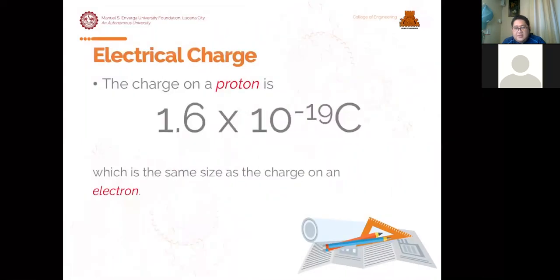Okay? And then si electric charge, may constant value si proton and si electron na 1.6 times 10 to the negative 19 C. Okay? So, same size lang silang dalawa and ito yung constant value niya. Okay? So, you have to take note of this one.